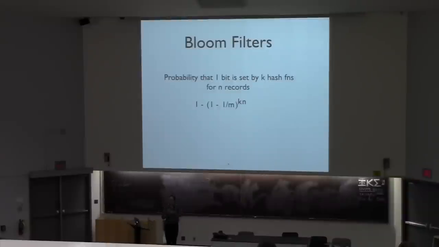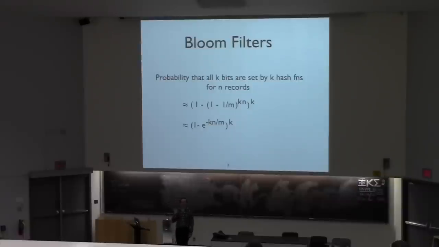One more step. I have to repeat this trial k times because there are k bits that I'm testing for, and what I'd like to know is the probability that all of the k bits that I'm testing have been set by at least one of the records in this set. So once again, I raise to the power k, and now I have this fairly ugly function that tells me the probability that I run into a false positive, that I decide that a record is in the set when it actually isn't. Just the random happenstance of the bits that get set turns out to be the same as the record's bit vector.